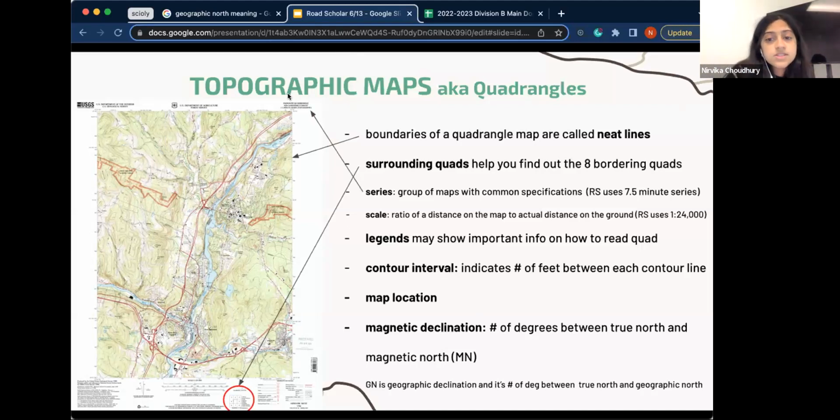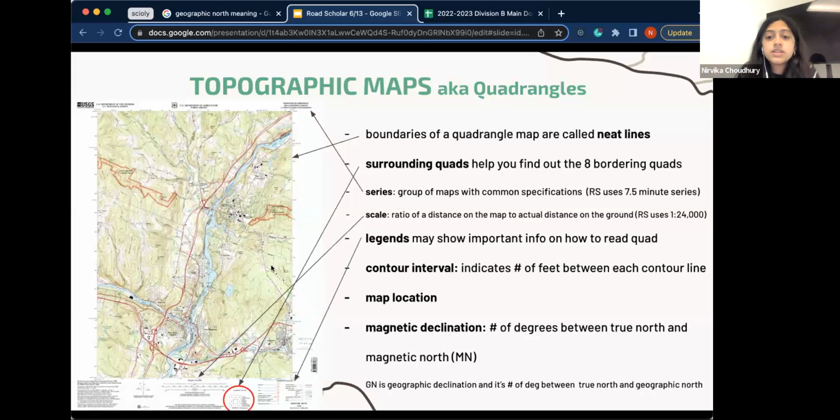Scale is the ratio of a distance on the map to the actual distance on the ground. So 1 to 24,000, which would be right on the bottom. It's kind of blurry, but you can see it says scale 1 to 24,000 there. Legends may show important information on how to read the quad. This one you guys should probably know. It's right over there on the bottom right.